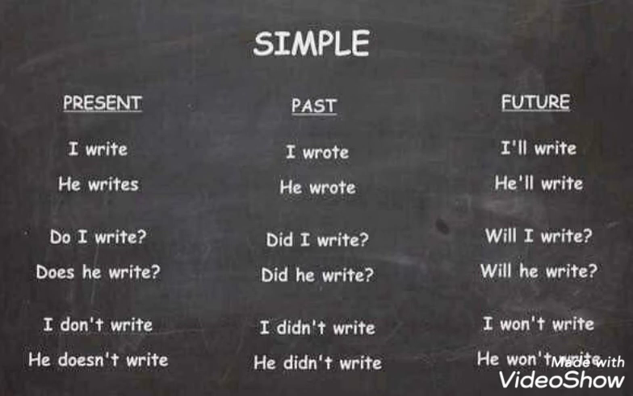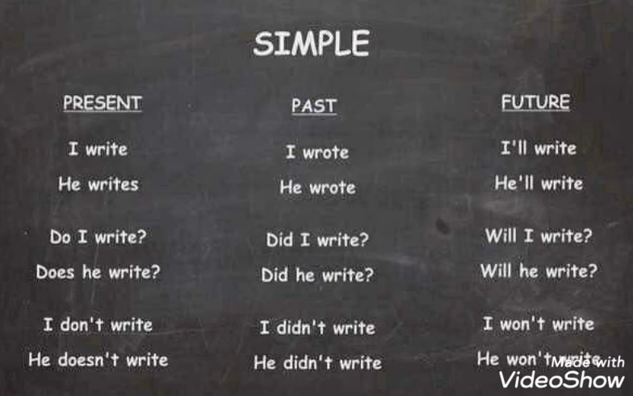Now quickly have a review of what we have learned today. Present, past, future simple tense. In the present, if I say I write, in the past I will say I wrote, and in the future I will say I will write. Same, he writes becomes he wrote, and he will write for the future. In the question, do I write, in the past simple it becomes did I write, and in the future it becomes will I write. Present simple says does he write, simple past says did he write, and the future becomes will he write.